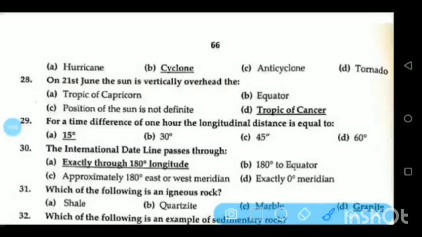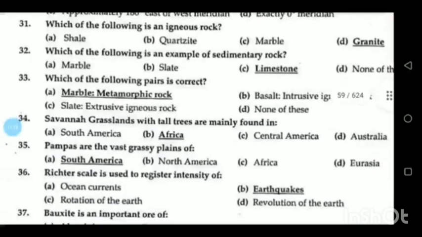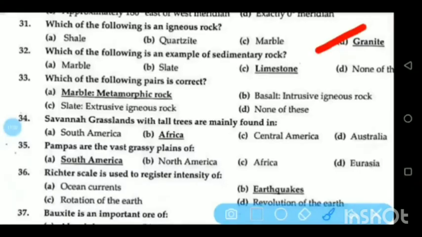On 21st June, the sun is vertically overhead the Tropic of Cancer. For a time difference of 1 hour, the longitudinal distance is equal to 15 degrees. The international date line passes exactly through 180-degree longitude. Which of the following is an igneous rock? Granite. Which of the following is an example of sedimentary rock? Limestone. Which of the following pairs is correct? Marble, metamorphic rock.